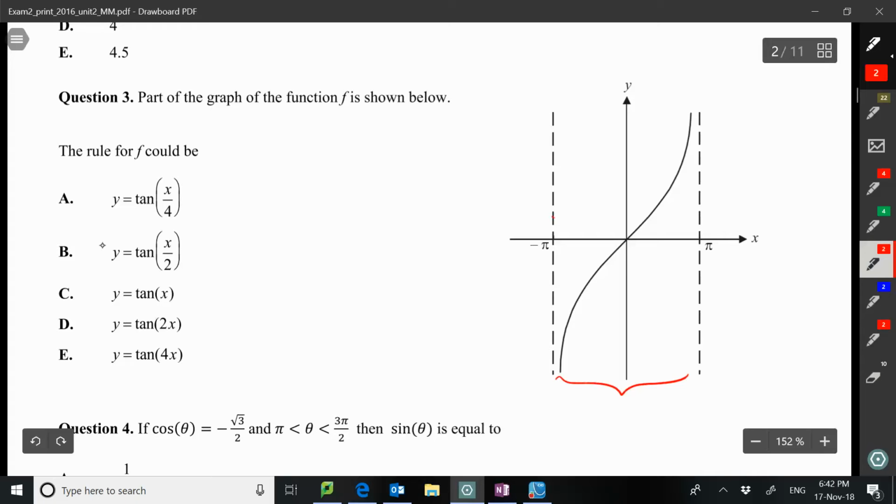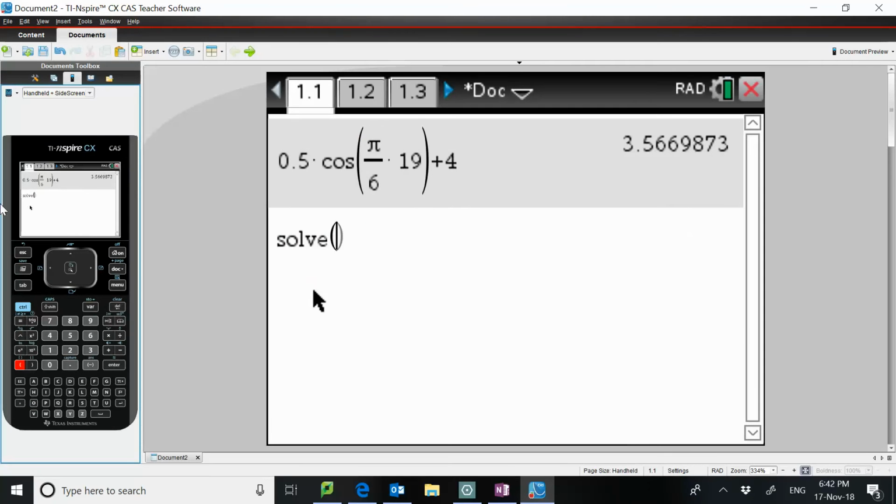And think about it. From negative pi to this point is distance pi, and from here to here, it's also another pi. So really, the total period is 2 pi. Pi plus pi is 2 pi. So if you know that the period for tan, the formula is pi on n, well, you just figured out the period is 2 pi. And now you can figure out pi on n. I can find n, or you can do it on your calculator, do solve. Even if you're not good at solving, you just type in 2 pi equals pi on n, comma n, solve for n.